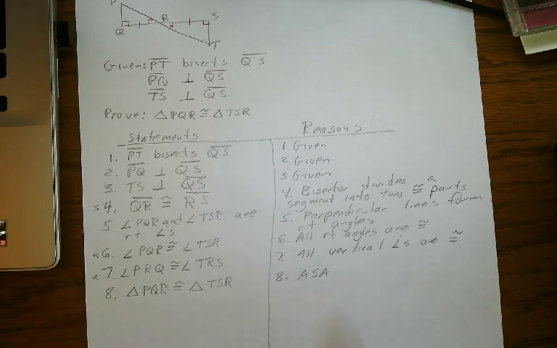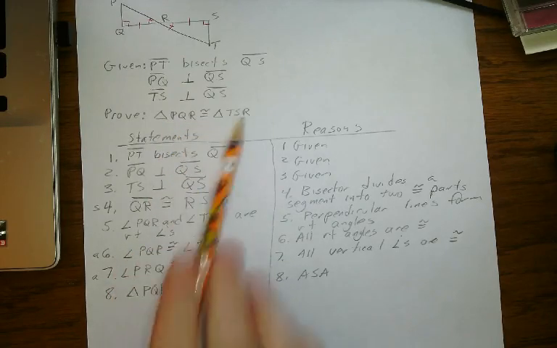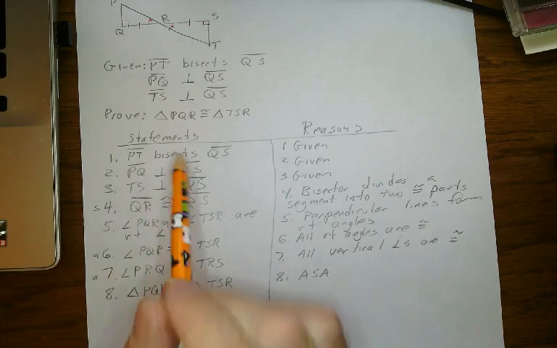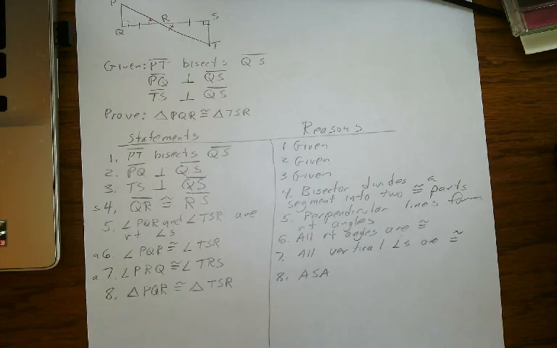A proof is done when the last thing that you're trying to prove is your last statement. And then you start with your givens, you finish with what you're trying to prove, and then the in-between part is your proof. Now, each proof is going to be different. This exact proof we just did, you can do it differently. You can do things in different orders, as long as your reasoning is correct.